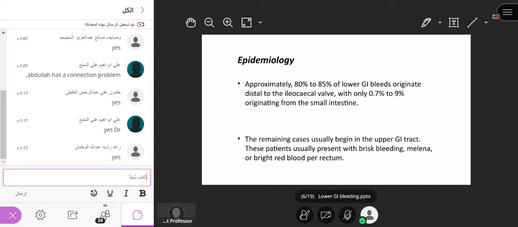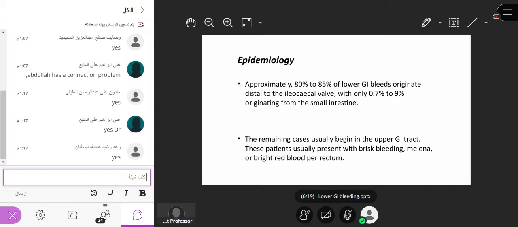The remaining causes usually begin in the upper GI tract. So most of these patients have bleeding from the upper GI tract that presents as lower GI bleeding. Carcinoma of the stomach can bleed, and peptic ulcer can bleed. These patients usually present with brisk bleeding, melena, or bright red blood per rectum.